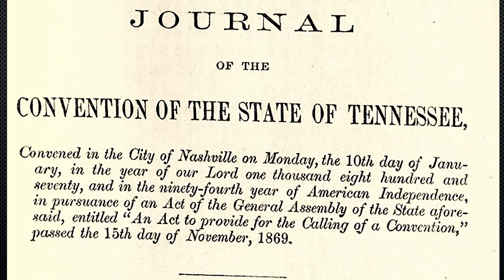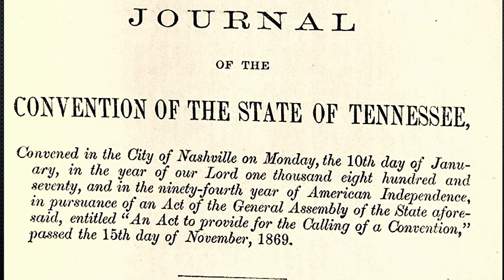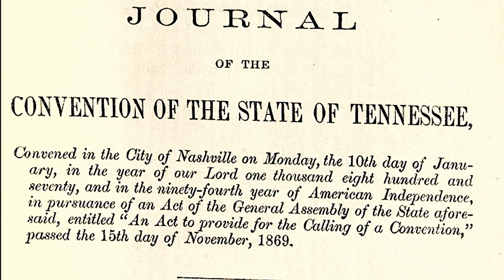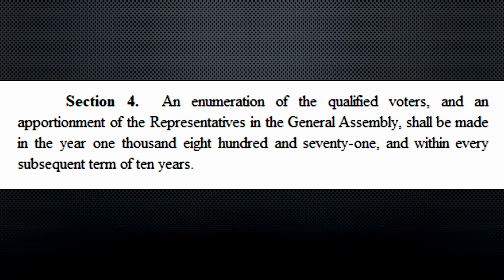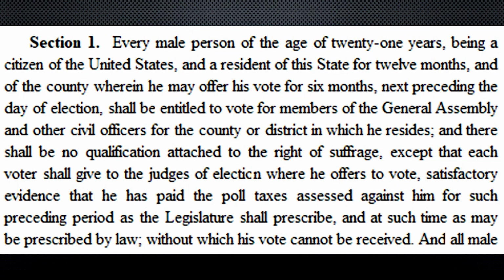pre-Civil War Constitution. In January 1870, a constitutional convention again convened in Nashville. An enumeration of the qualified voters of the state was to be made in 1871 and within every 10 years thereafter. So who were the qualified voters now? Well, that Constitution declared that every male person of the age of 21 years shall be entitled to vote. So the only requirement now was being a man and paying your poll tax.